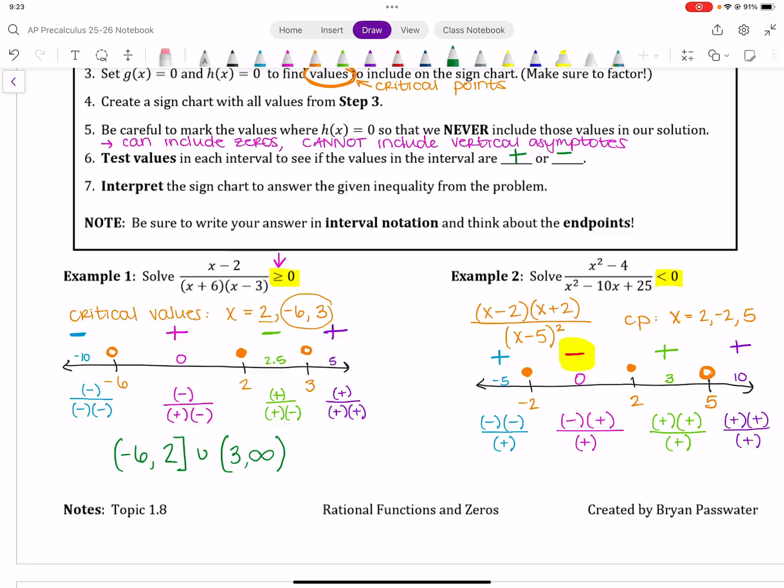So our final answer, and remember, because we are not equal to, we're going to use parentheses for the whole interval. So we're going from -2 to 2 is where our rational function is less than 0.